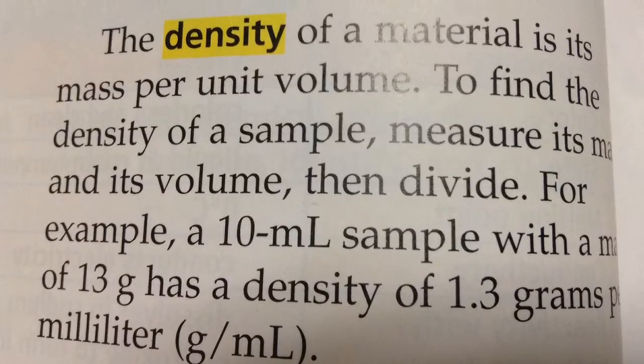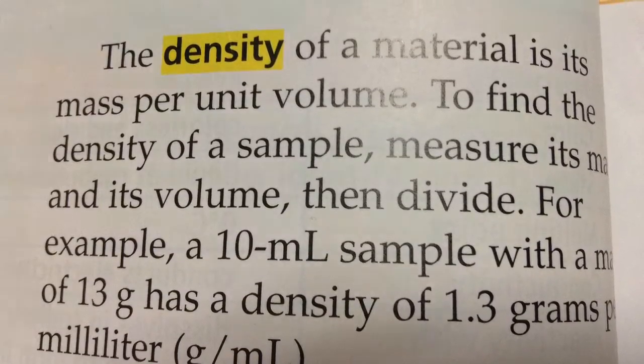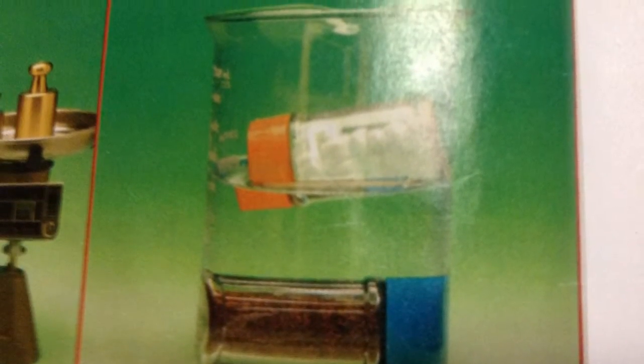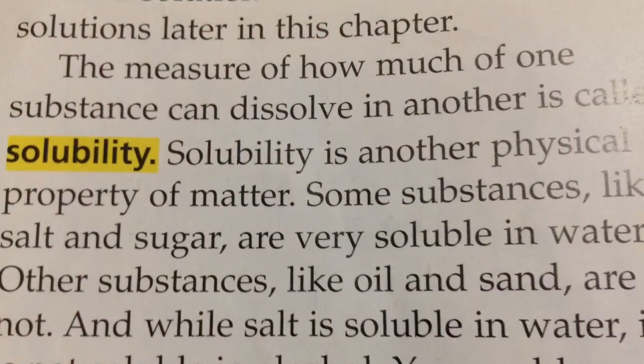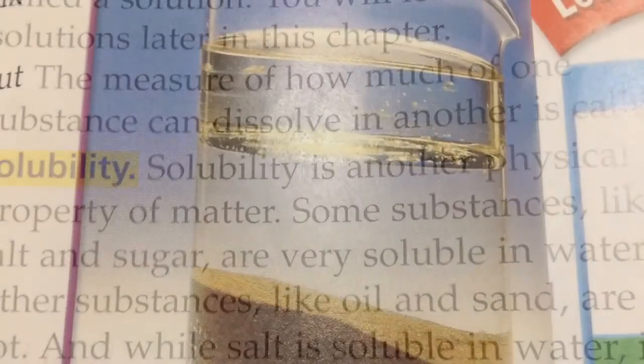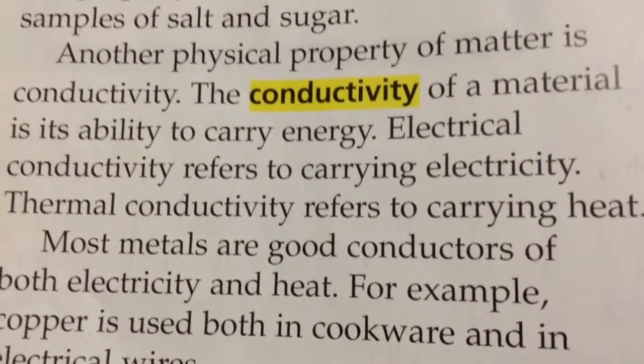The density of a material is its mass per unit volume. As an example, a bottle filled with plastic foam will float and a bottle filled with sand will sink. Solubility. Solubility is another physical property of matter. An example of solubility is oil and sand. They separate. Conductivity of a material is the ability to carry energy.